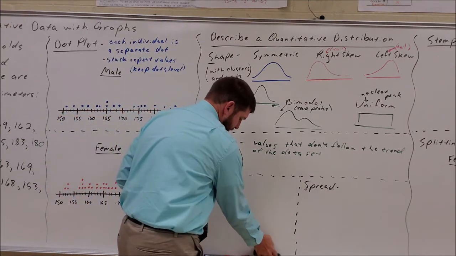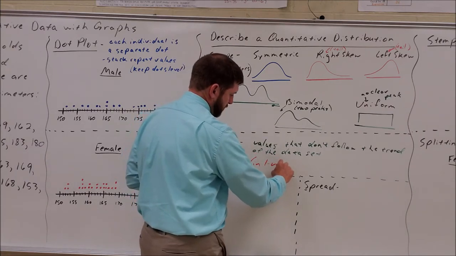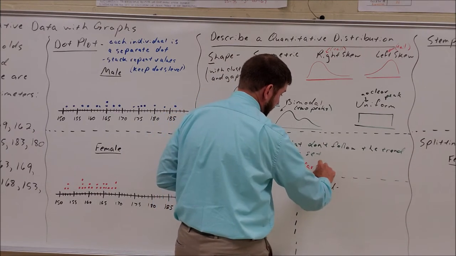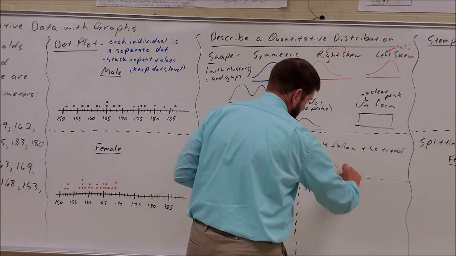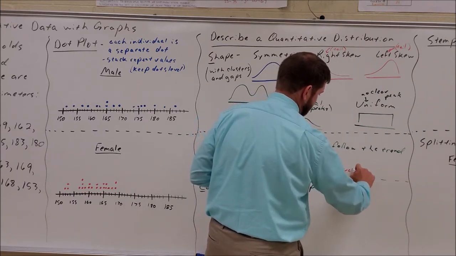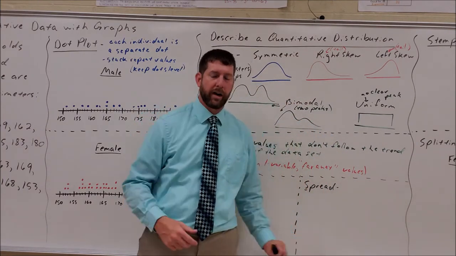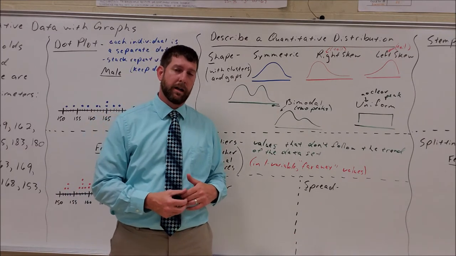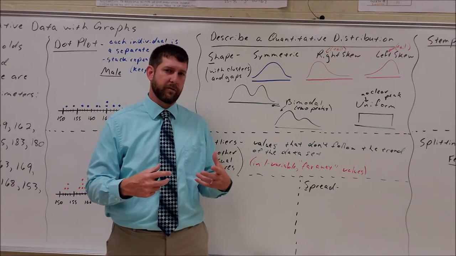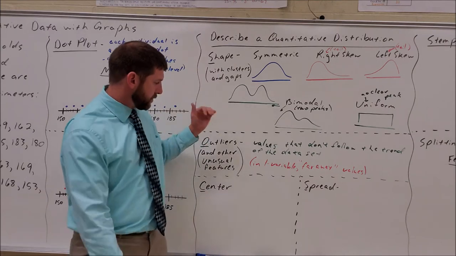Or in one variable, far away values. And we'll talk later about how far is far away. At what point does something move from being just an abnormal thing or something a little bit different from the others to being truly an outlier? All right, so we'll talk about shape, talk about outliers.